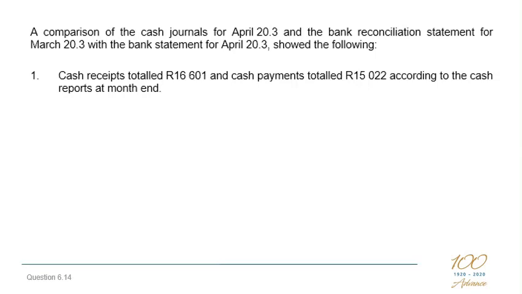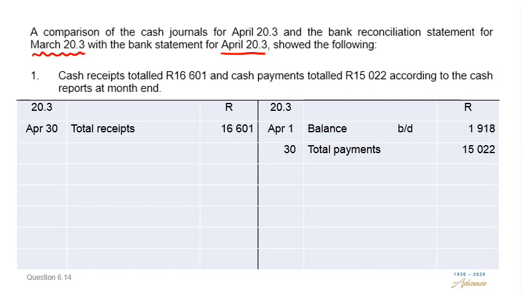They tell me that a comparison of the cash journals for April and the bank reconciliation statement for March, remember I want to see whether they actually fixed the mistakes that they were supposed to, with the bank statement for April showed the following. I have cash receipts adding up to 16,601 and cash payments adding up to 15,022 according to the cash reports at month end. Cash reports is in our records, so I can only influence my records, and that will be entered in my bank account as total receipts on the debit side and total payments on the credit side.